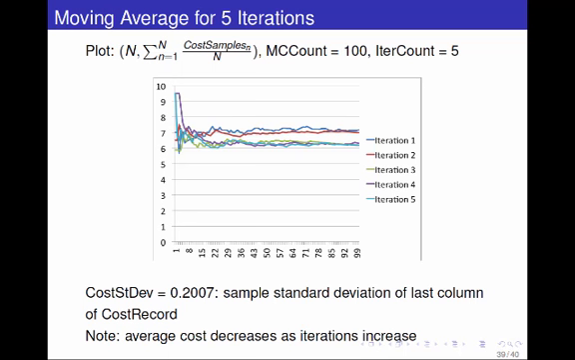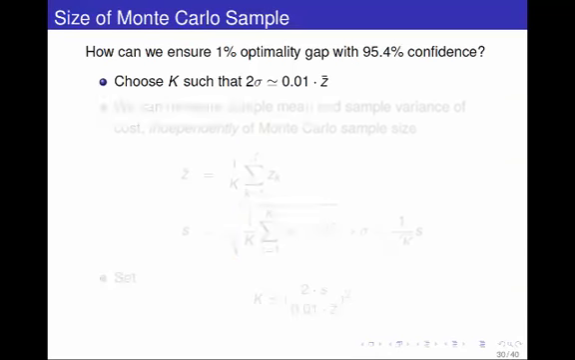What you can measure is the standard deviation of costs, approximately at least, and the average. So you can approximately measure these two things here. So here's what you can do. How can we ensure a 1% optimality gap with 95.4% confidence? We want to choose K so that the variance of our average cost is within 2 sigma of the Gaussian distribution.